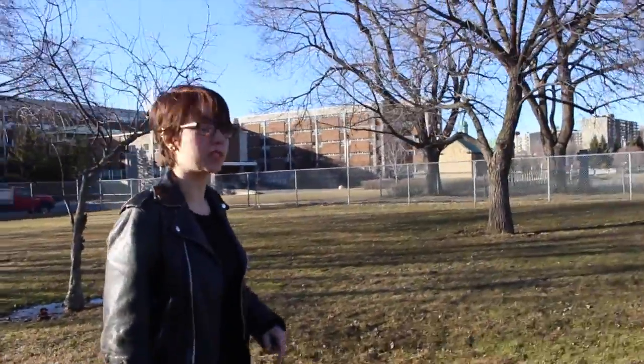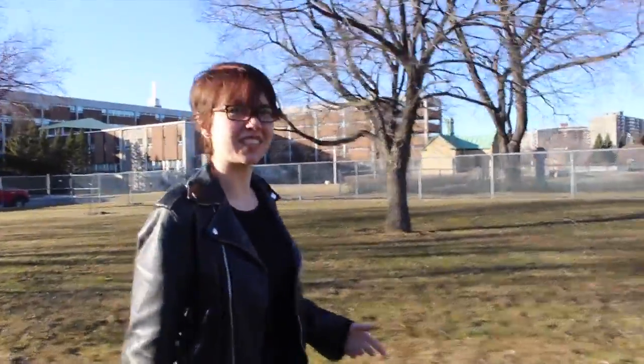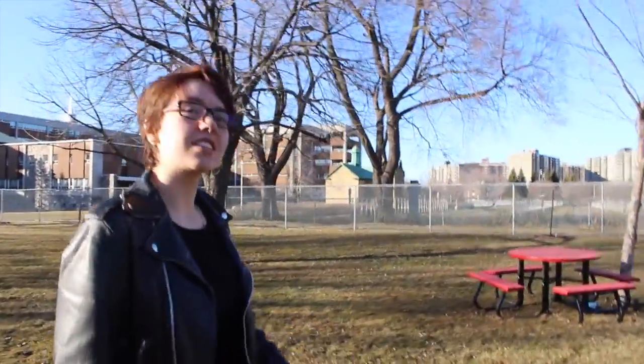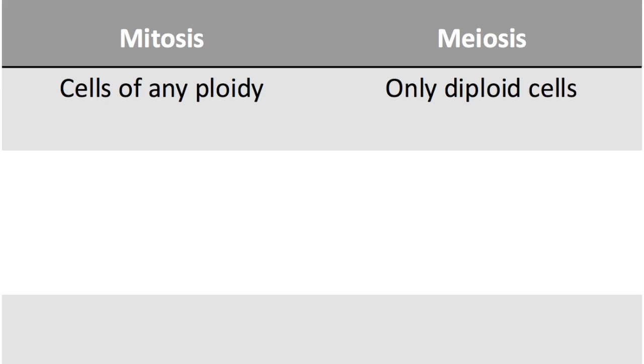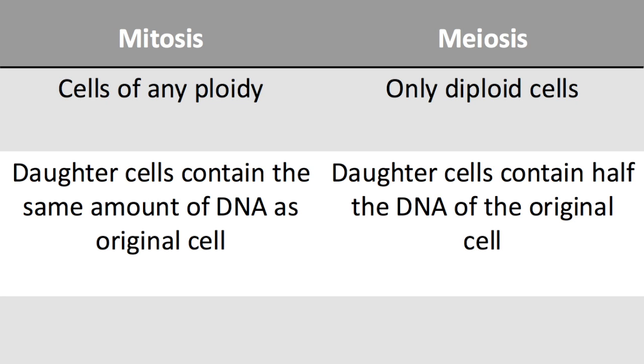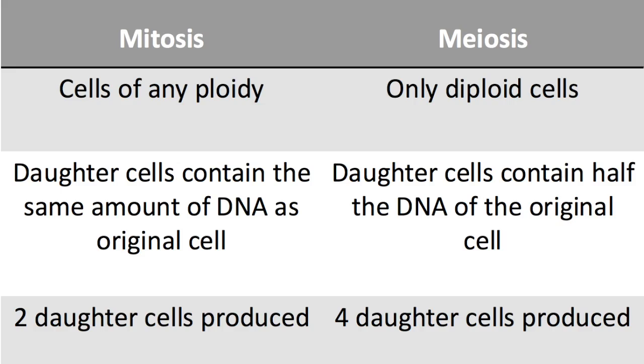Meiosis is the other form of cell division that eukaryotes use to produce sex cells, or gametes. These cells contain only half the DNA of the mother cell, where cells produced by mitosis contain all of it. While cells of any ploidy, haploid, diploid, or polyploid, can go through mitosis, meiosis only works with diploid cells to produce haploid cells. Another difference is that 4 daughter cells are produced, not 2. But we're talking about mitosis here.